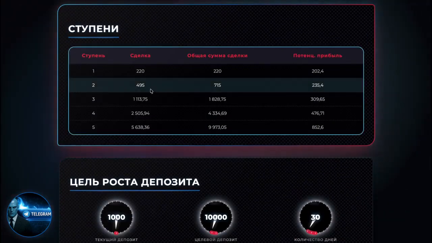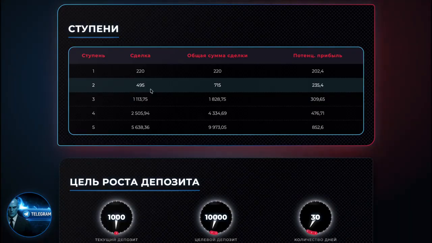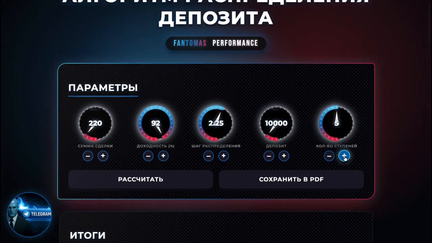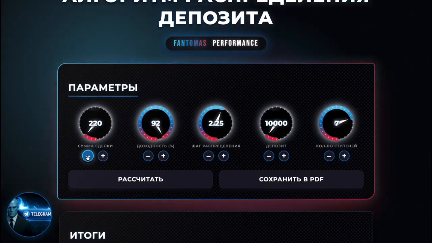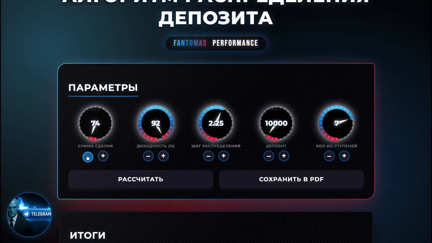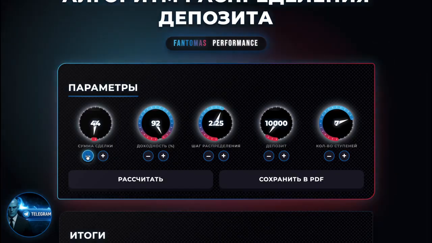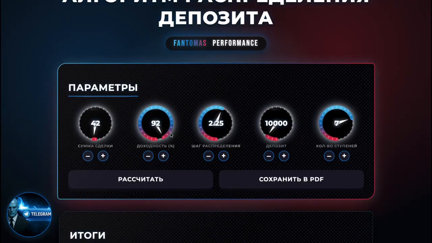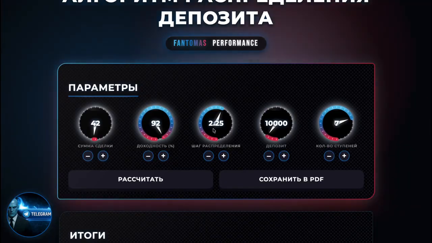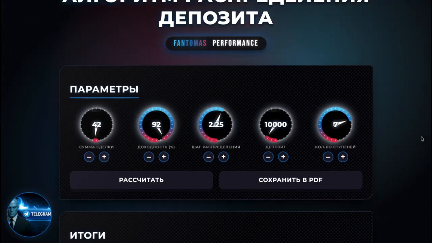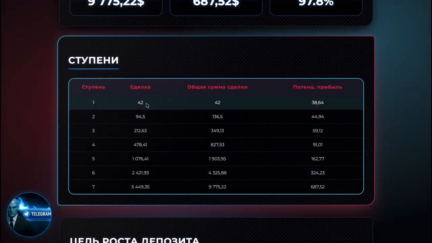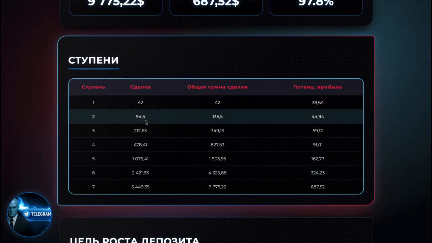If I want to get a simply flawless success rate, that is, so that you never blow your balance, then I can set, for example, 7 steps, and I'll put $40, and for the first step, let's set it to $42. Calculate. Here the yield is 92, here it's 2.25, and the balance is $10,000. Let's move on. It turned out to be 7 steps. My first tier is $42, the next is 94, and so on.